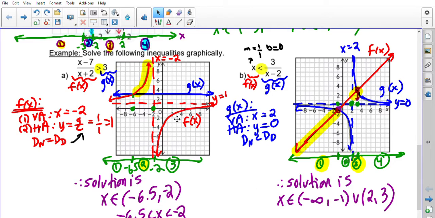All right, hopefully everyone was okay with solving those graphically. Okay, so always follow those steps, get out colors if you need to, create your intervals based on VAs and based on points of intersection, and then just identify which solutions apply based on the question given.